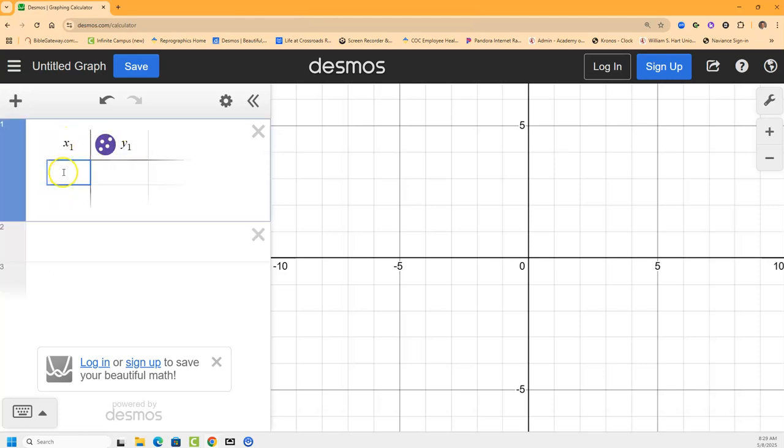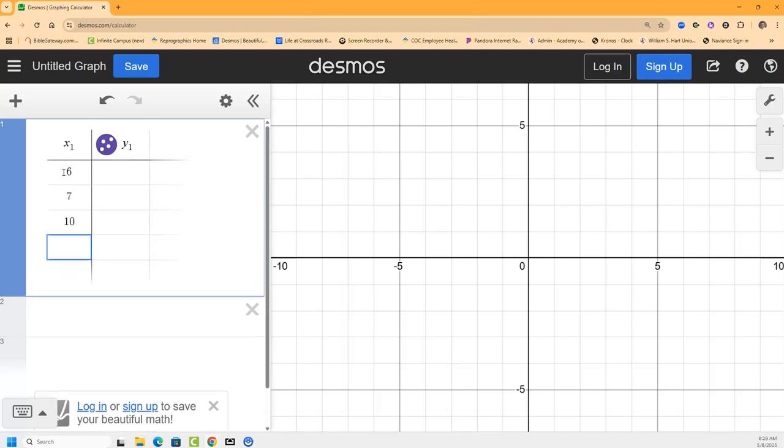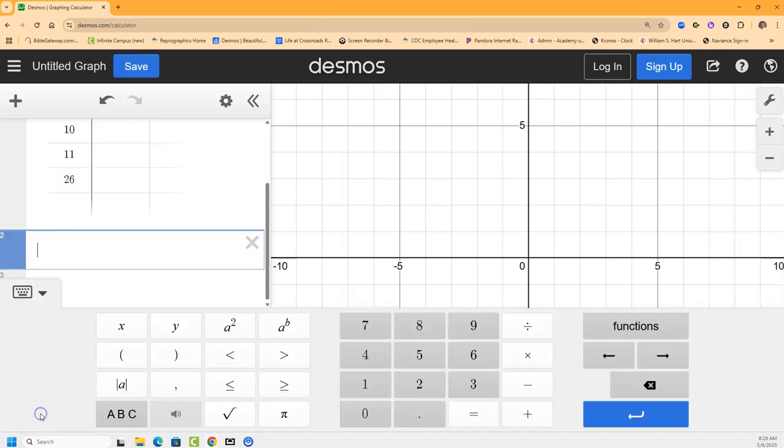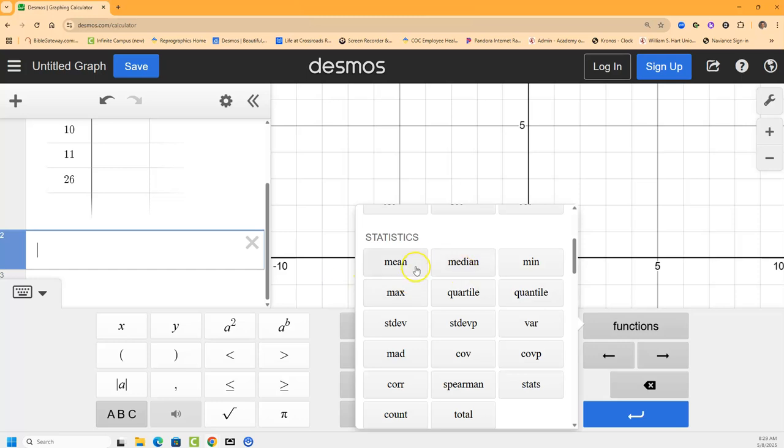So I have X1, Y1. I'm just going to enter the values that we had there for data set 1. So the numbers that you see there are 6, and then I hit enter, 7, 10, enter, 11, and then finally 26. Okay, now if I go to the keyboard, I can go to functions here, and then I can click on all these statistic functions. We need mean, median, and then we're going to use standard deviation, the one without the P.